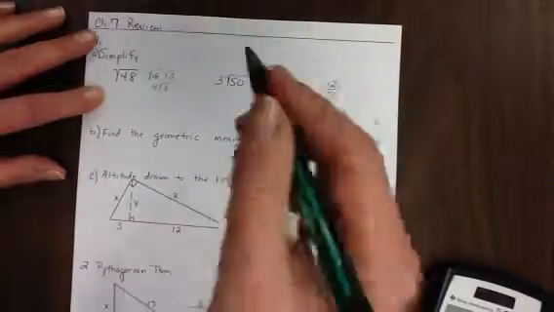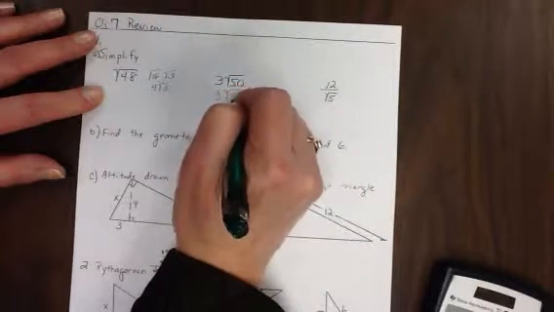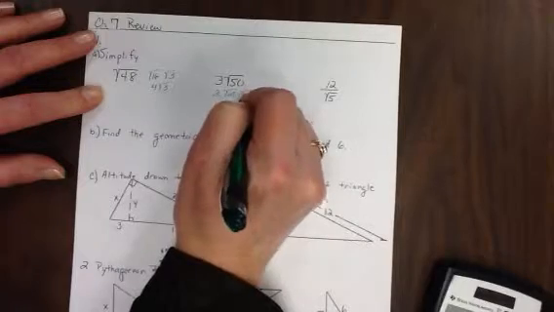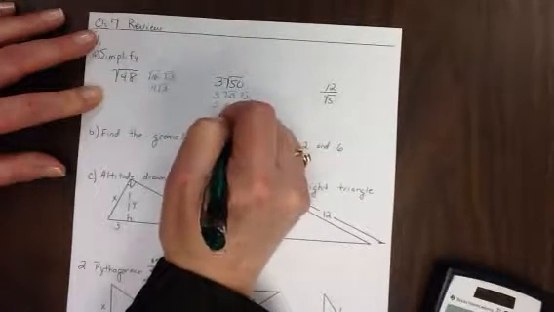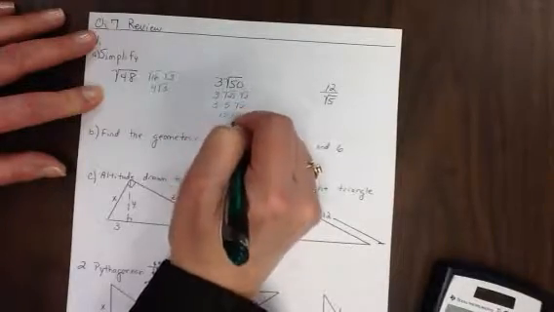To simplify 3 times the square root of 50, I'm going to break up 50 into the square root of 25 times the square root of 2. Then I'll have 3 times 5 times the square root of 2. 3 times 5 we can multiply and we get 15 times the square root of 2.